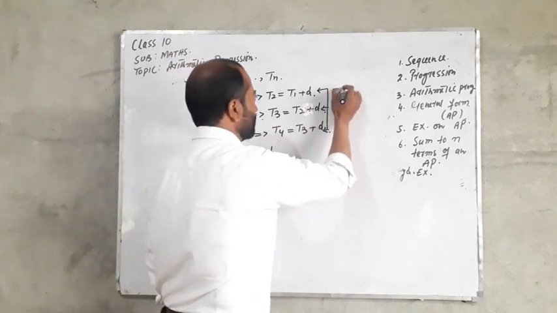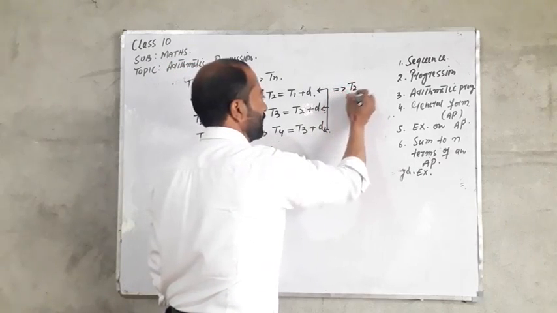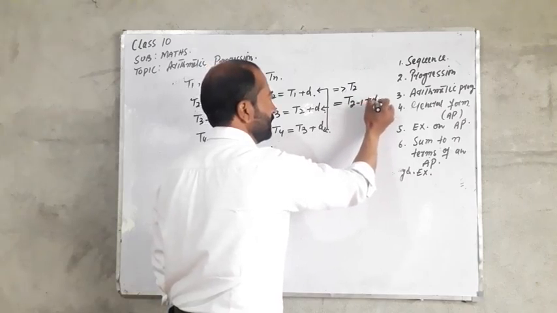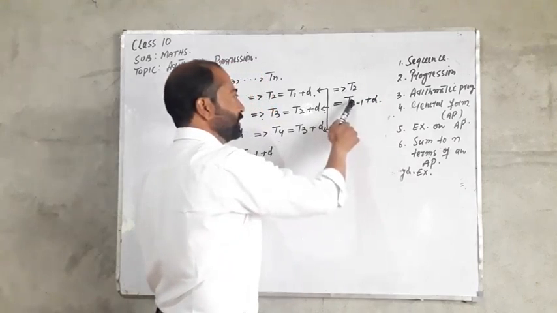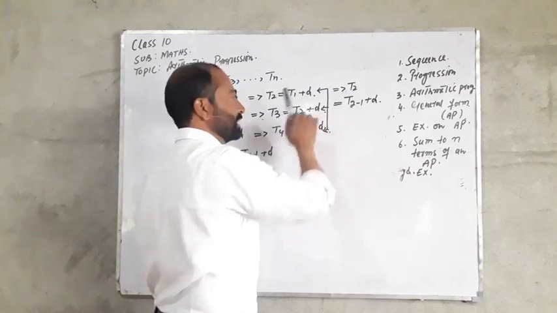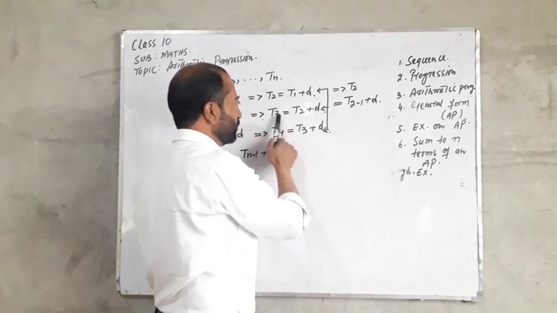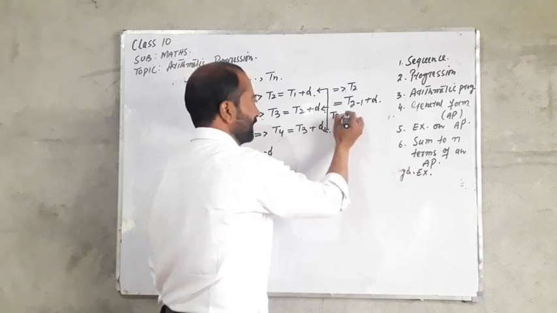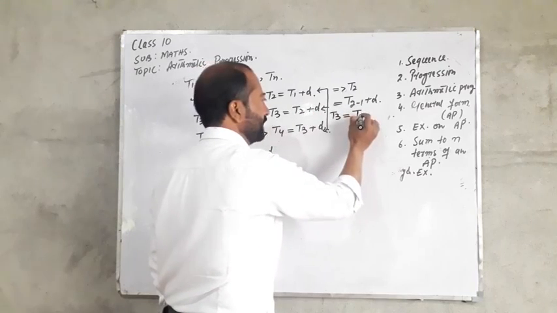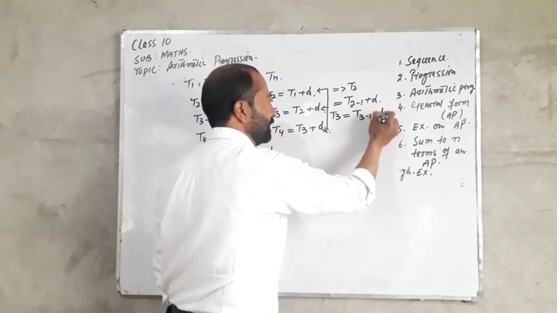Can I write this one as T2 minus 1 plus D? Because 2 minus 1 is again 1. So you are getting here T1 plus D. Similarly, look here, T3 is equal to, can I write this T2 as T3 minus 1 plus D?